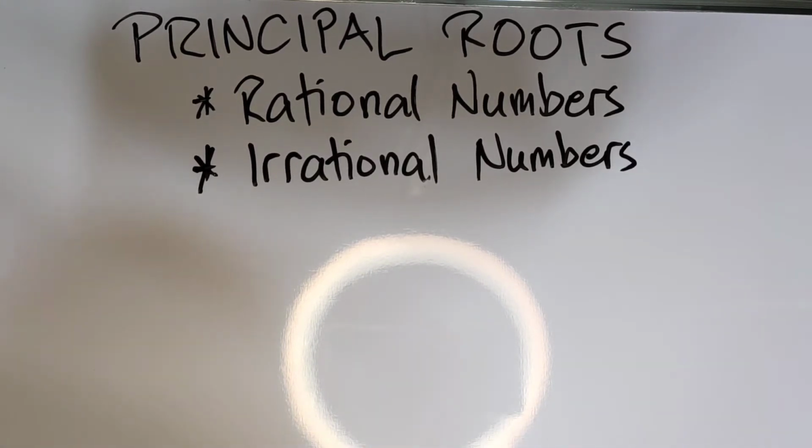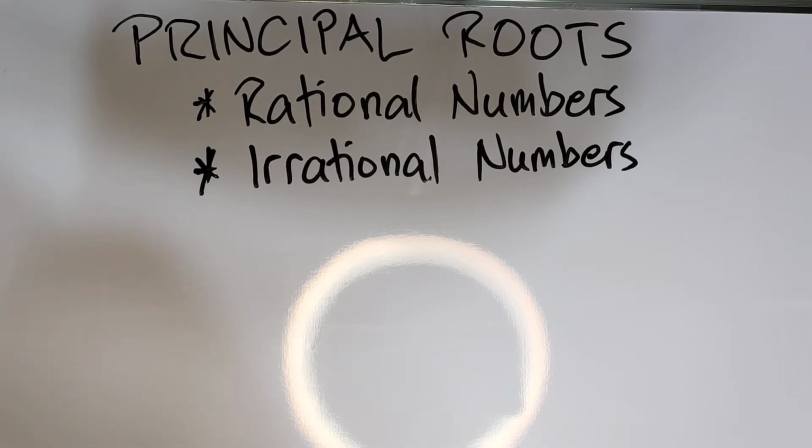Ako muli si Sir CJ Luna and today we will talk about principal roots of rational and irrational numbers. Okay, pero bago yun, meron tayong mga objectives or mga layunin para sa ating lesson na to. Unang-una, we will describe the principal roots and tell whether they are rational or irrational numbers. And second, we will determine between what two integers the square root of a number is, kung siya ay irrational. Okay? So, let's start.